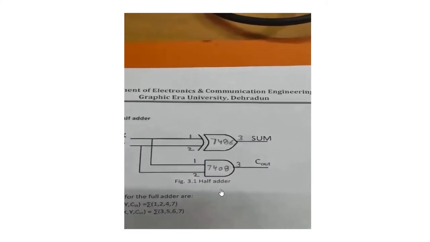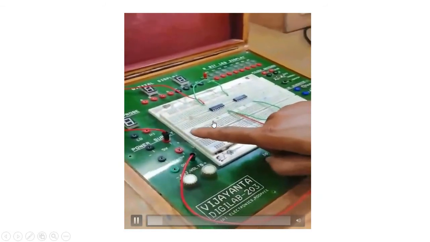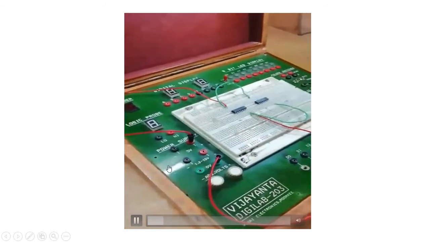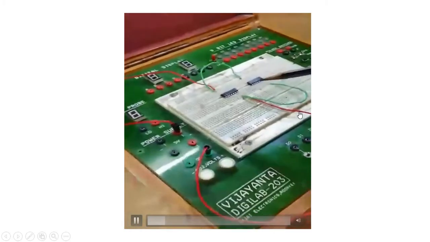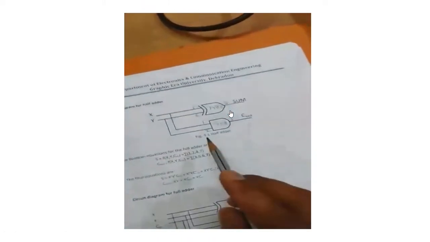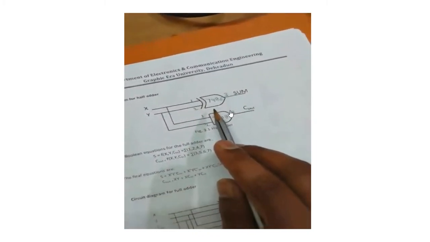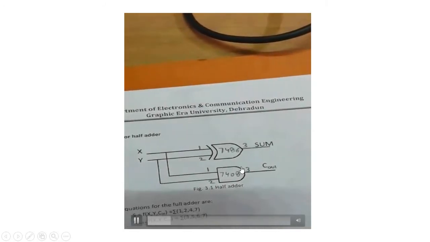So this is the circuit for half adder. For the XOR gate, for pin 1 and 2 you will give input, and at pin 3 you will get the output. So you need one XOR IC and one AND IC to implement the half adder circuit. For the AND gate you give input at 1 and 2 and you will get the output at 3.